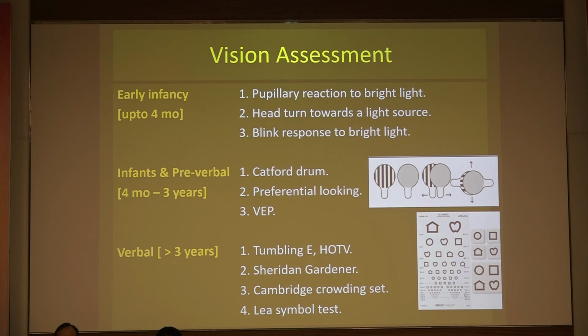And these are very popular for measuring visual acuity in pre-verbal children by preferential looking. Then for verbal children who are older than 3 years old, you can use tumbling E, HOTV test, Sheridan-Gardner, Cambridge crowding set, but these are very expensive, ranging from 20,000 to 50,000 rupees. And at the bottom, you can see a very popular chart, which is the LEA symbol chart.